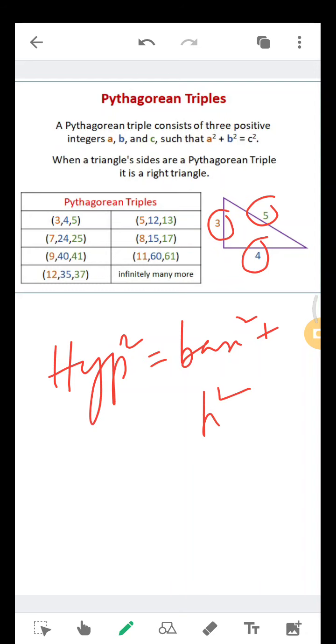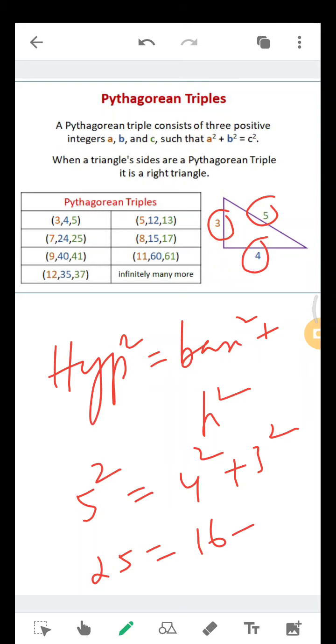Okay, so what is the hypotenuse here? Hypotenuse is 5, that is 5 square is equal to base 4 and height 3 square. So 5 square gives you 25, 4 square gives you 16 plus 3 square is 9. So 25 is equal to 25. So I can say 3, 4 and 5 form a Pythagorean triplet.